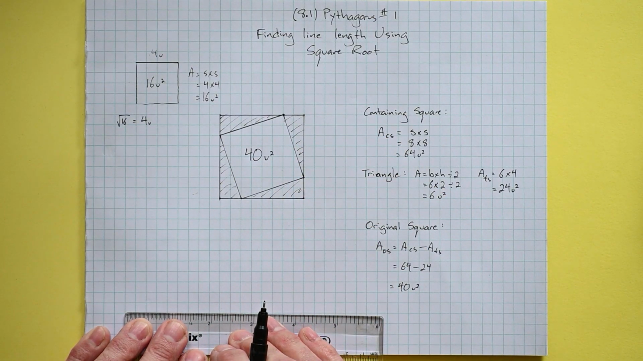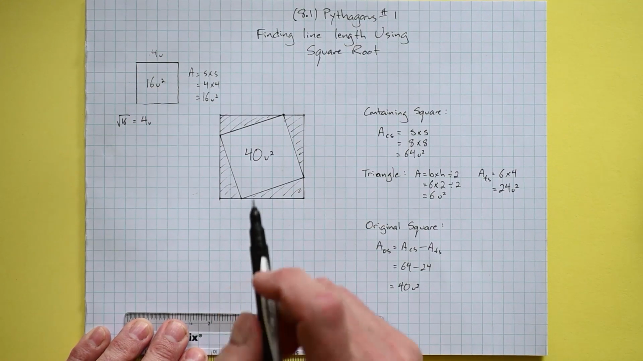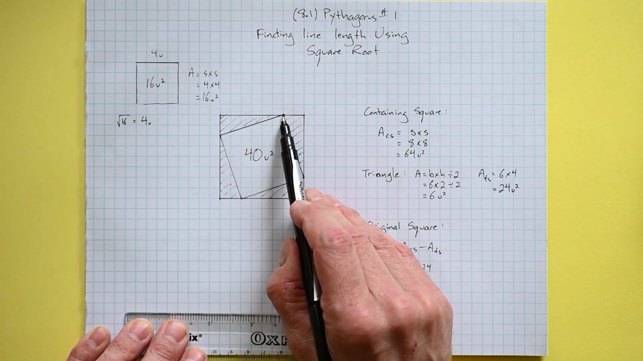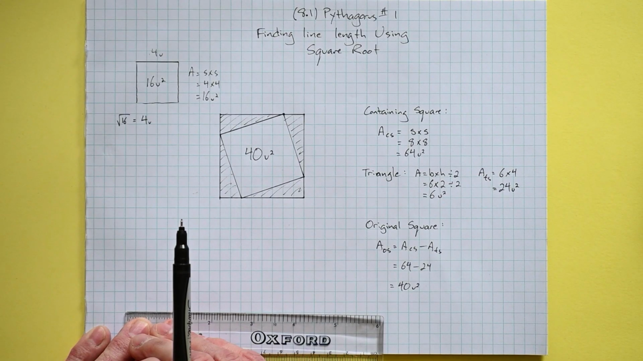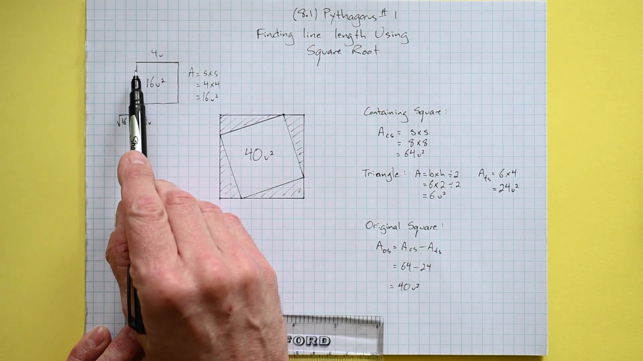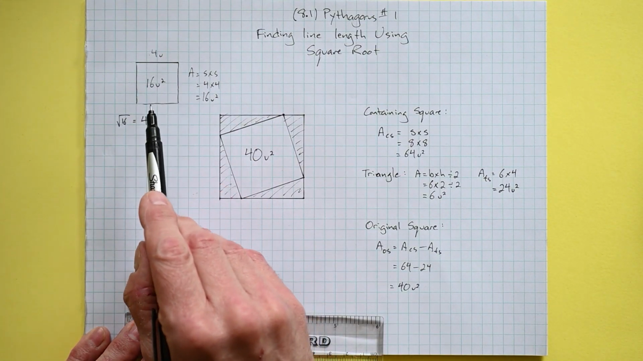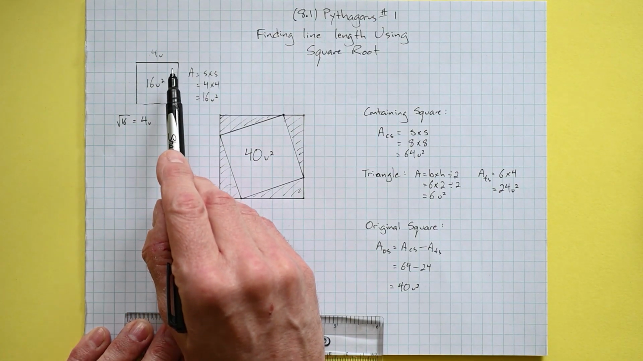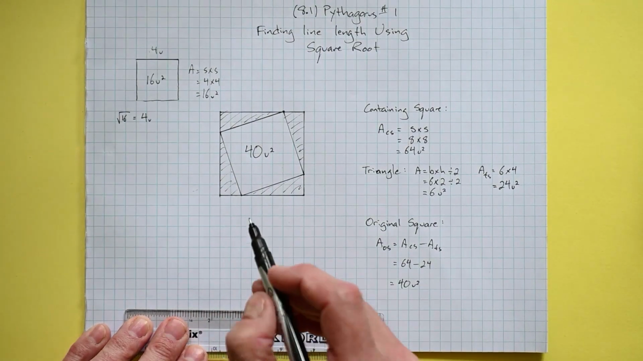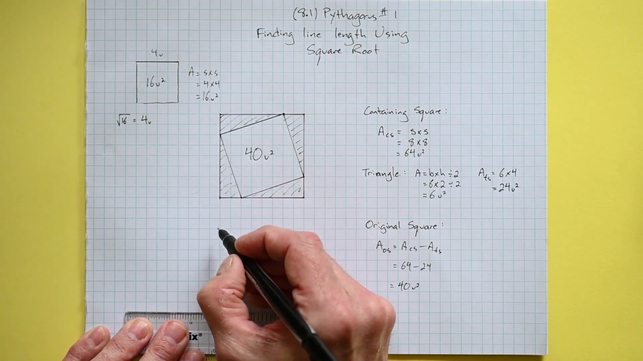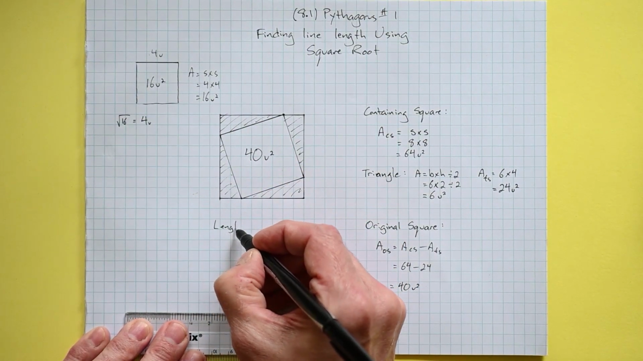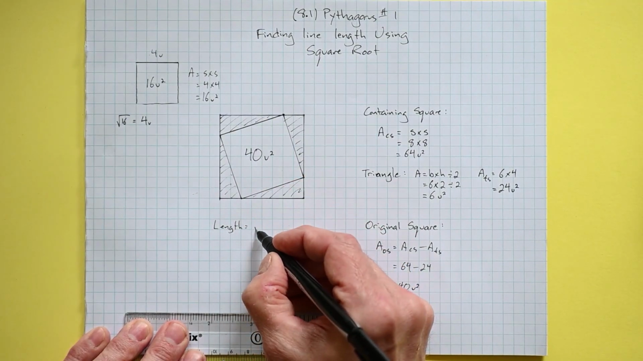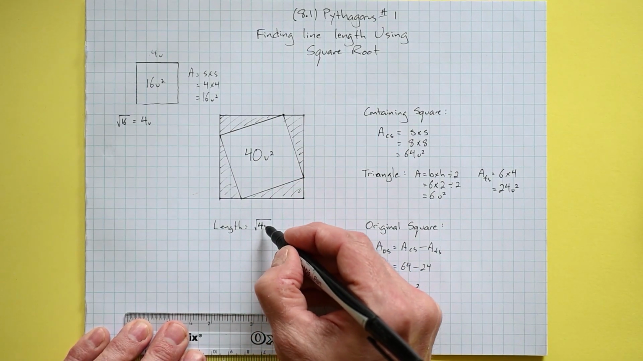And now we're in a position to figure out the length of that line. Let's remember what we did here. We got the area of the entire square, found the square root of that. That gave us the length of one side. It's precisely the same thing here. So the length is going to be the square root of the area of 40.